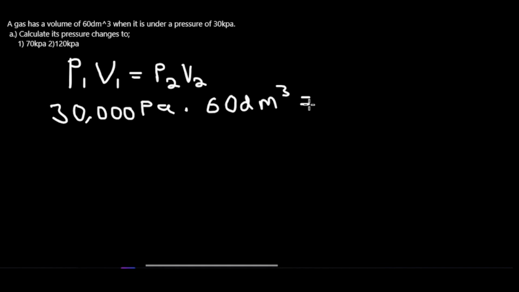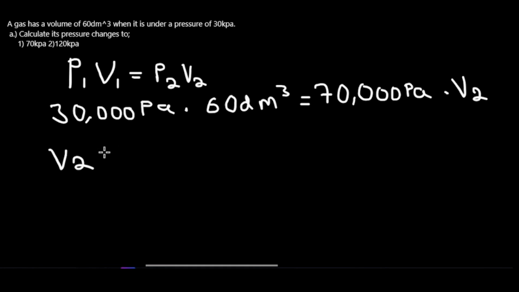And then this should all be equal to our pressure 2. The pressure given here is 70 kilopascals, so we're going to use 70 kilopascals, which in pascals is just 3 more zeros. And then they want us to calculate our volume 2, so this is all being multiplied by volume 2.